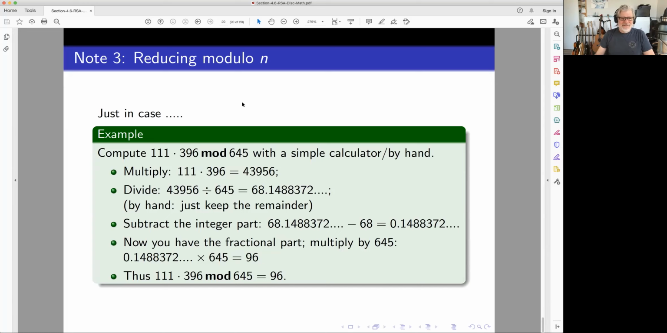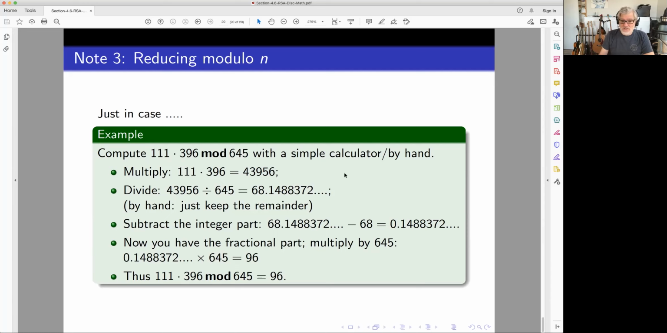So 111 times 396 mod 645. I'll have to multiply 111 by 396. Neither of them is bigger than 645, so I can't reduce first. If you're thinking about this, you say, oh, the numbers are not too big, maybe I can factor them. You can mess around with this a little bit, but otherwise you just multiply them, you get this number. I'd like to reduce this mod 645.